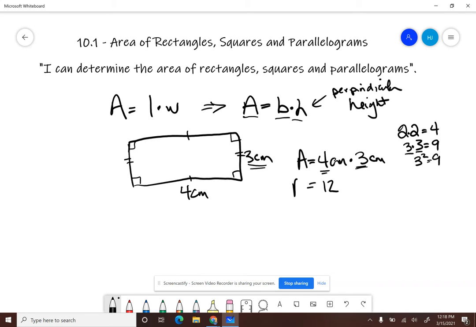So when we're talking about area, we should always have our answers in squared terms. In other words, 4 centimeters times 3 centimeters is 12 centimeters squared, or 12 square centimeters, all right? And you may be thinking, well, that doesn't make any sense. Why would we express area in terms of something squared?